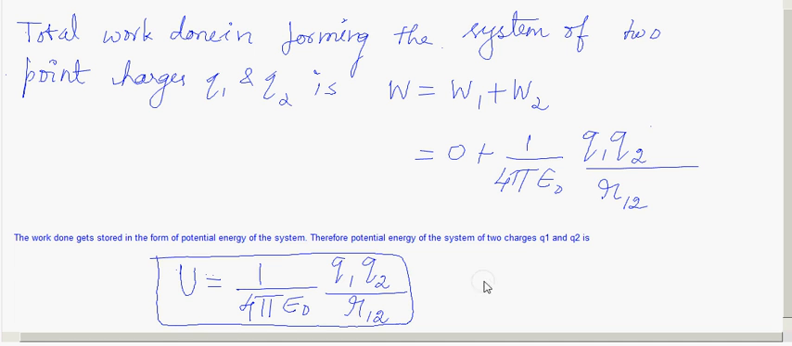If we have two point charges like this, q1 q2 at distance R12, the potential energy of the system of two charges is 1 by 4 pi epsilon naught into q1 q2 by R12. Now we can generalize this for n number of charges.